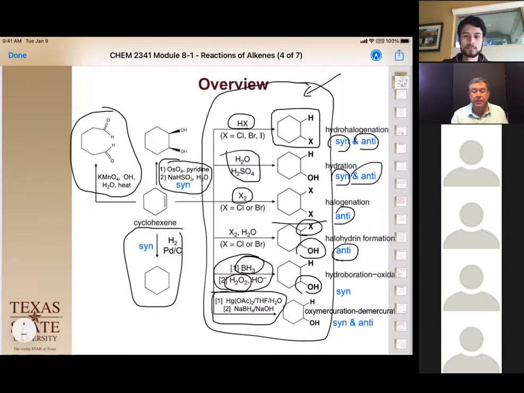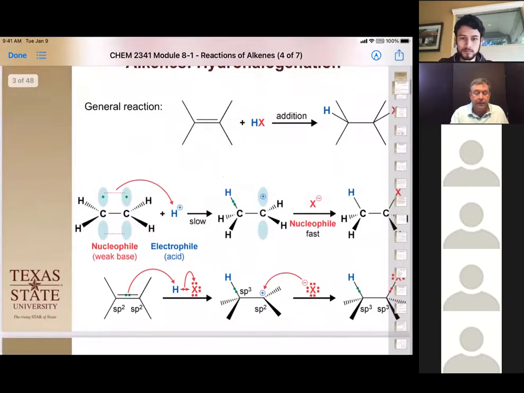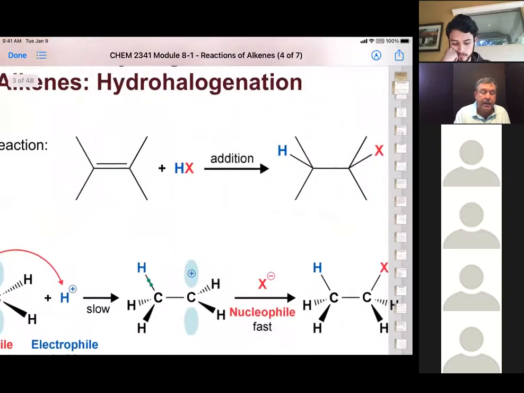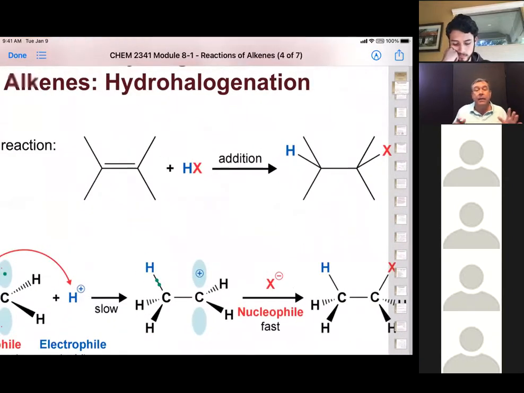Okay, so let's start with the first one, which is hydrohalogenation. Okay, so basically, hydrohalogenation is the reverse of the dehydrohalogenation, which is the E1 or E2 reaction we use to create the alkene. Okay, and the general reaction is we have our alkene. Our alkene has that double bond. That double bond makes it a nucleophile. Okay, so it is looking for somewhere to share those electrons.